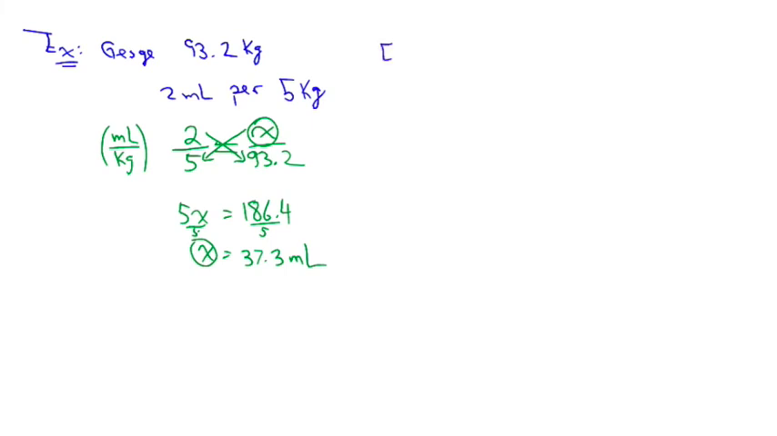How about this one? Direct. Oh, by the way, these are called direct proportions, and the reason they're called direct proportions is as one measurement goes up, so does the other. So if your weight goes up, the amount of medicine you get goes up also. This is another example of direct.